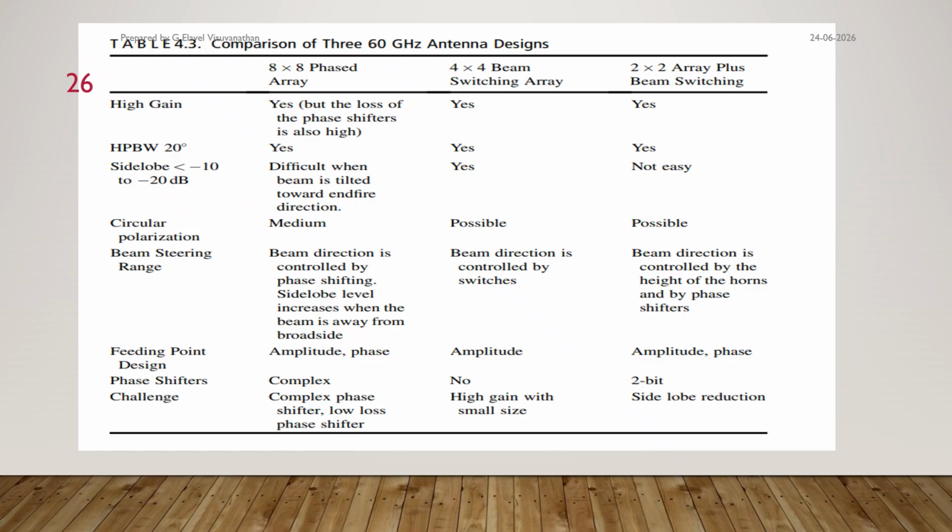Beam steering: beam direction is controlled by phase shifting, beam direction controlled by switching, beam direction controlled by horn. Feeding point: amplitude and phase in 8x8, 4x4 amplitude, 2x2 amplitude and phase. Design is going to be complex in 8x8, no in 4x4, 2-bit in 2x2. Challenging: 8x8 is going to be a complex phase shifter. 4x4 is going to be a high gain, small size. With 2x2, the side lobe effect.